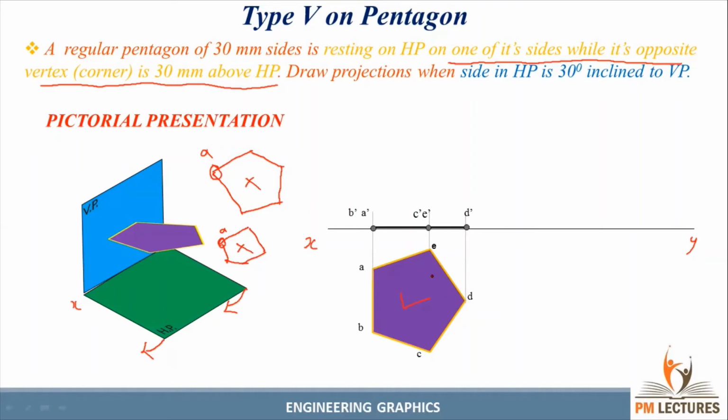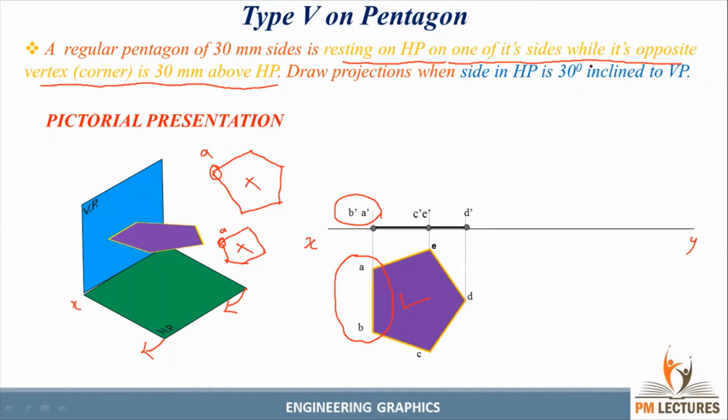Please remember this important step. With 2 points, this is a line, which we call an edge. In the question, one of the sides is resting on HP. That is why we place the pentagon in this direction. If they ask for a corner, we can use this or this method. After drawing the pentagon, we can go for the next surface inclination.